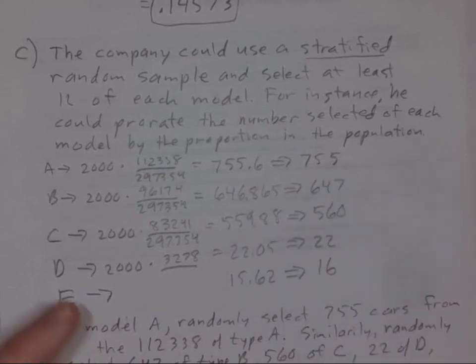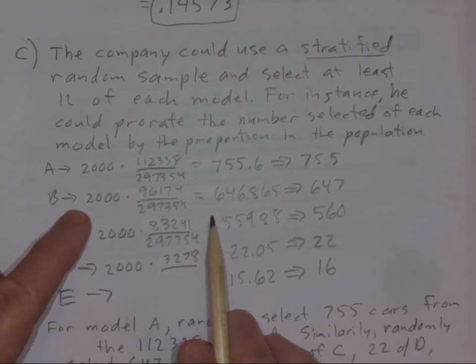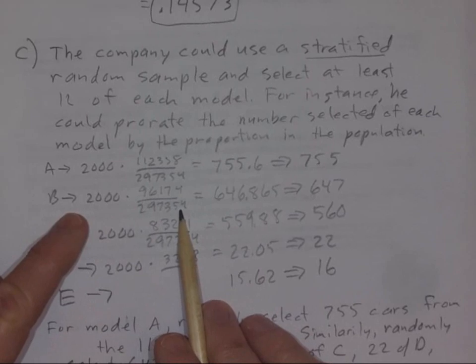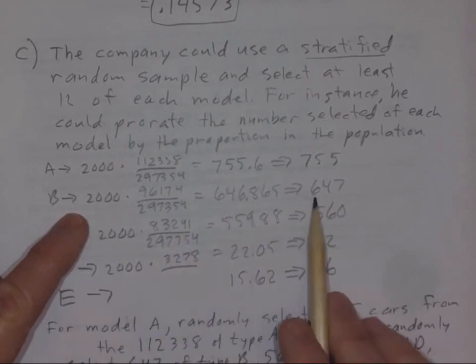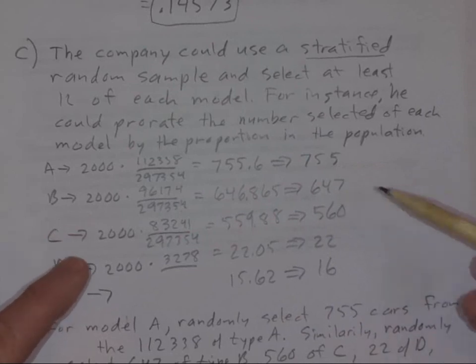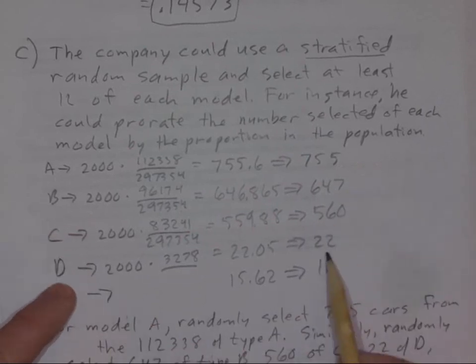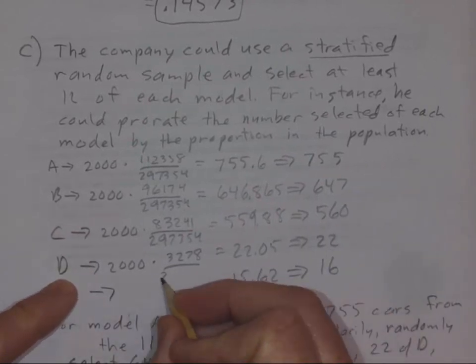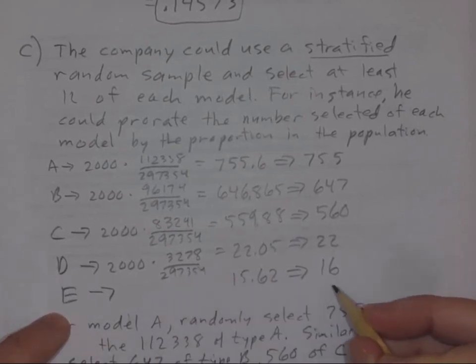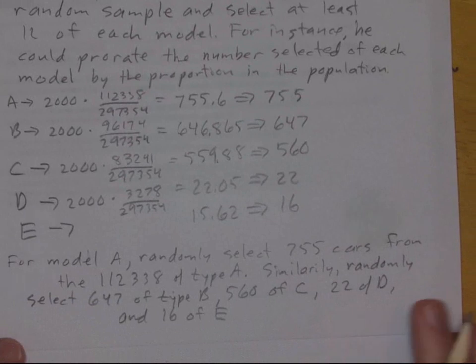All right, so anyway, I prorated for each of the different car types. In the population, that is the proportion that got B. And so I want my sample to be the same proportionally. And so in my sample, these are the numbers. I'm getting 560 from C, 22 from D, and that should be over 297,354, and then 16 from E.